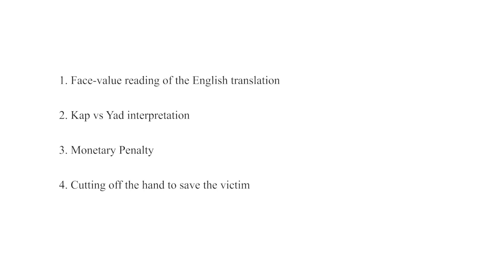And again, in this view, as with the face value reading of the text, the continuity between this and the previous verses is lost. And number four, Talmudic exegesis involving cutting off the hand as the only way to save the victim. This seems forced, since this clarification is not made anywhere in the passage. It seems implausible that a woman would refuse to release her grip as her hand is being cut off. Again, it does not take into account the nuances of the Hebrew language, and again, lacks continuity of motif between it and the previous verses.